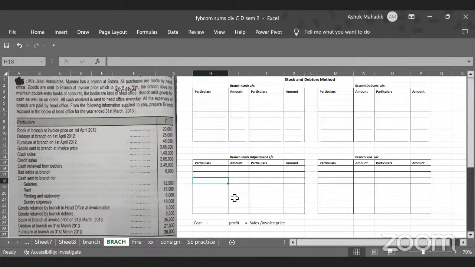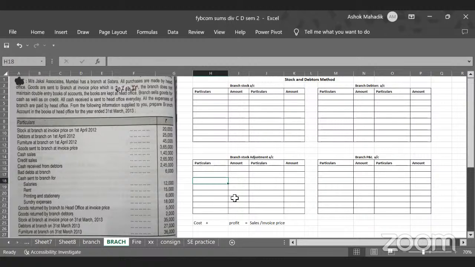First, I'm solving this sum by using stock and debtors method. In stock and debtors method, you have to prepare separate accounts for stock and debtors. One additional account you need to prepare is branch stock adjustment account, and this account records only the profit element. Clear? So once again, I'll just revise.